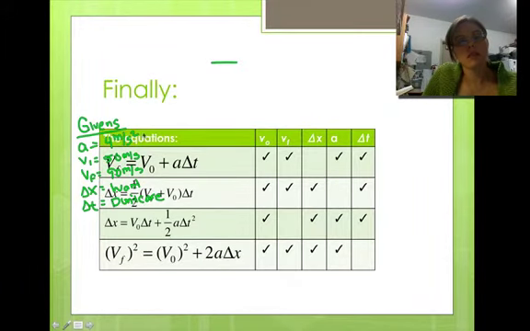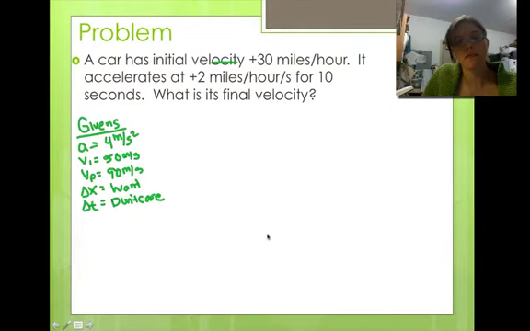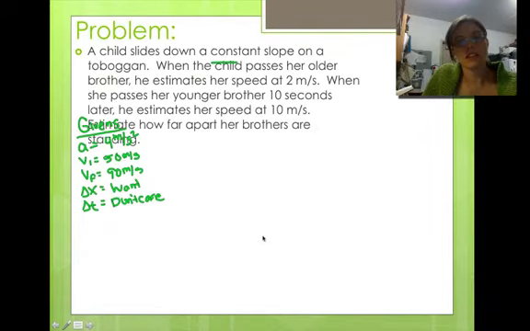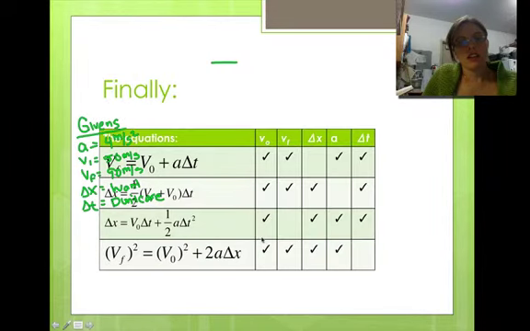We don't care about change in time, so we look for the one that does not have change in time. There we go. Okay. So the one that does not have change in time is this one. So, we will use this equation, Vf squared equals V naught squared plus 2a change in X.